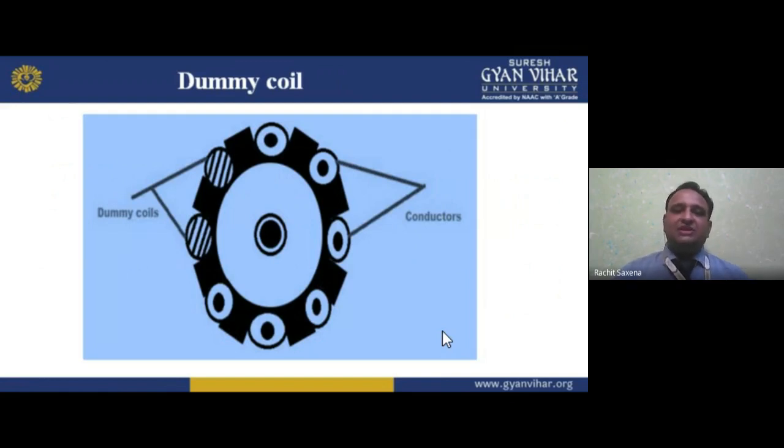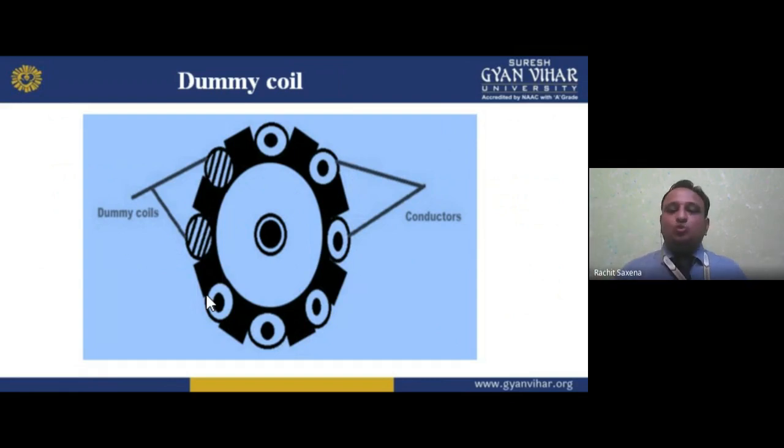Now see here, these are the dummy coils. The dashed portion is shown as the dummy, and these are the conductors. For example, the wave winding I am placing like this. How many slots do we have? Start counting from here: 1, 2, 3, 4, 5, 6, 7, 8. So we have 8 slots, but the wave winding we are using only covers 6 slots, and the remaining 2 slots are empty.